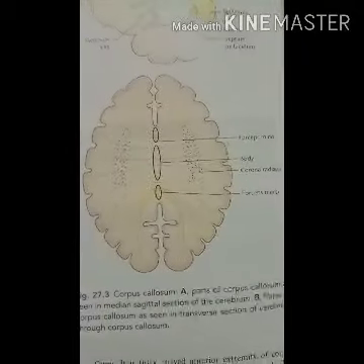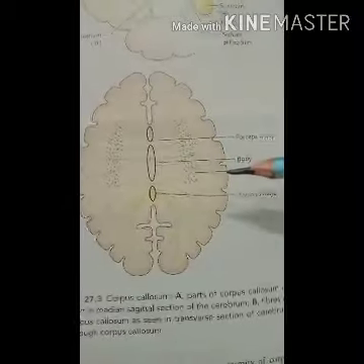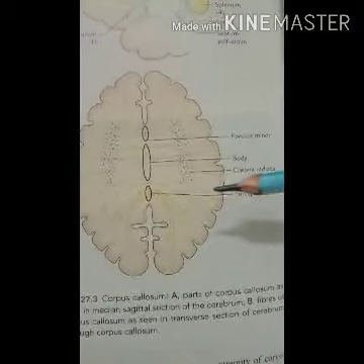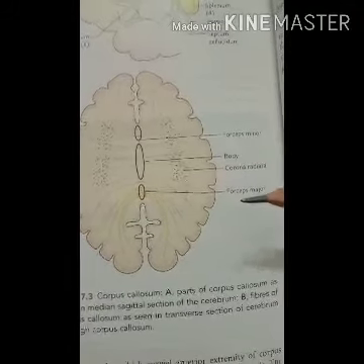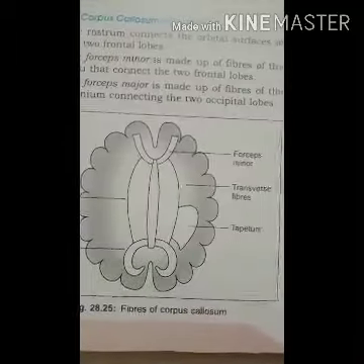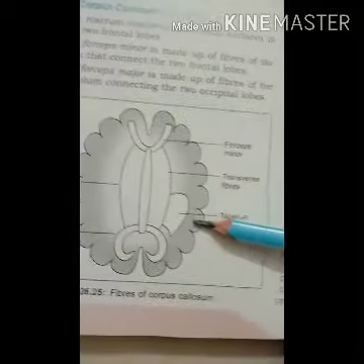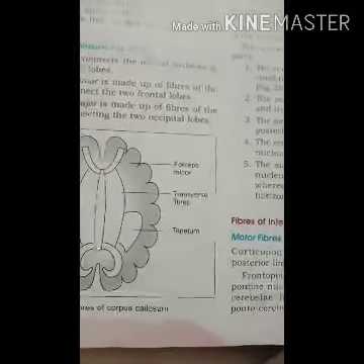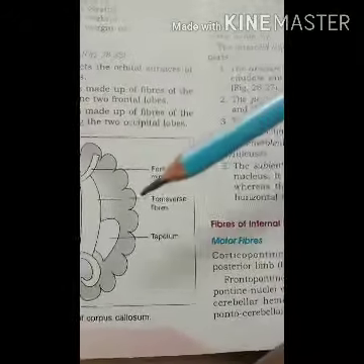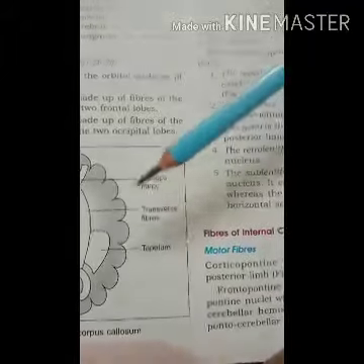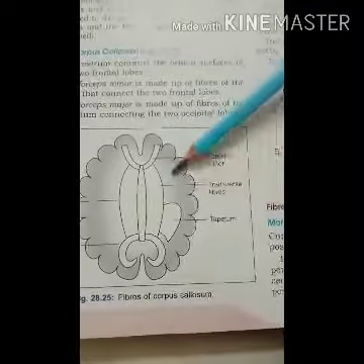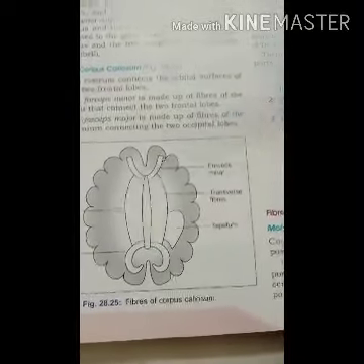And the last one, the tapetum. The tapetum is formed by some fibers of the trunk, or body, and the splenium of the corpus callosum. In another diagram you can see the tapetum. It forms the roof and the lateral wall of the posterior horn and the lateral wall of the inferior horn of the lateral ventricle.